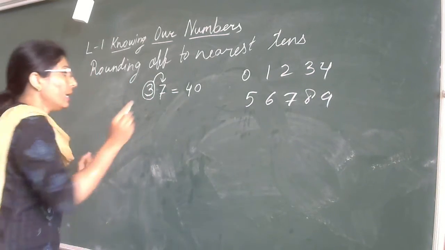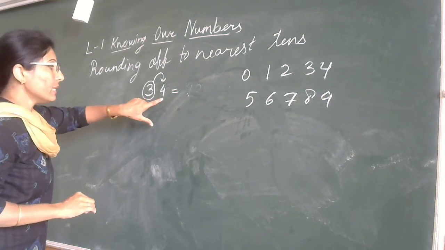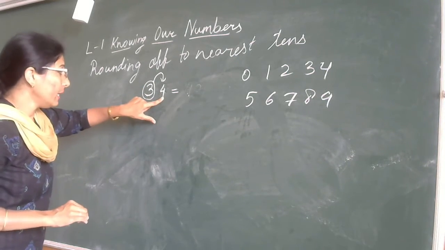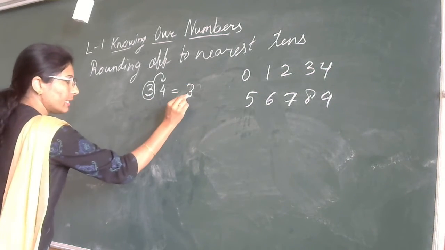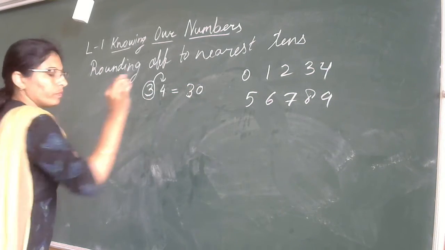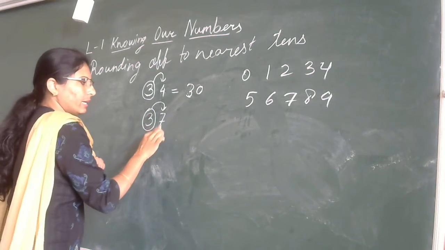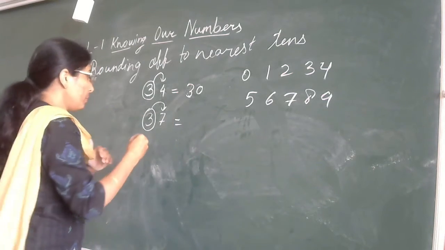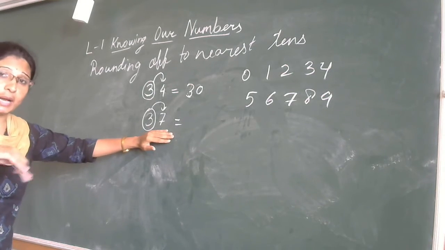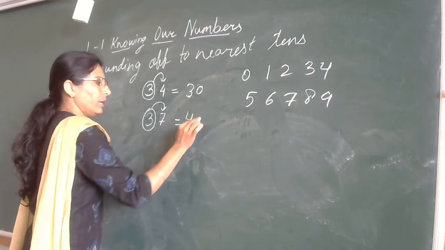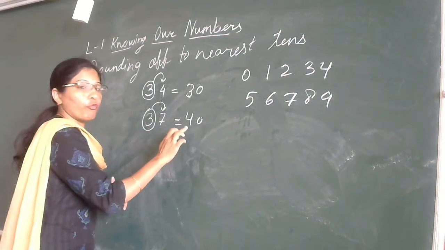One more method, a shortcut: if the ones digit is 0, 1, 2, 3, 4, then the tens digit remains as it is and the ones digit becomes 0. If 37 is there, 7 is greater, so we have to add 1. This 30 will go to the next number, so 37 will become 40. The tens digit is added with 1 and the ones digit becomes 0, so 3 will become 4.